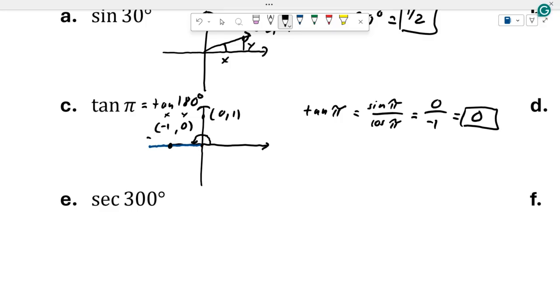It's not often. It's normally defined, but there are some values that do result in a 0 in your denominator, and so those are going to be undefined. But our final answer for C is 0, because tangent is sine over cosine, so it's 0 over -1.